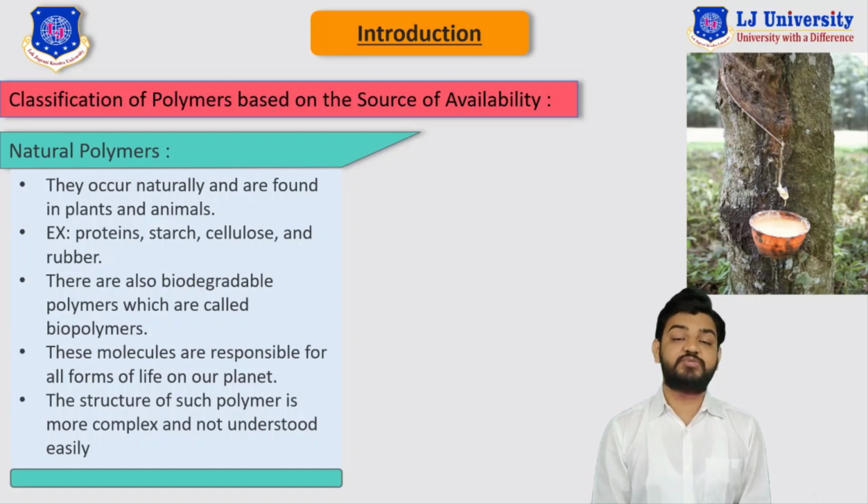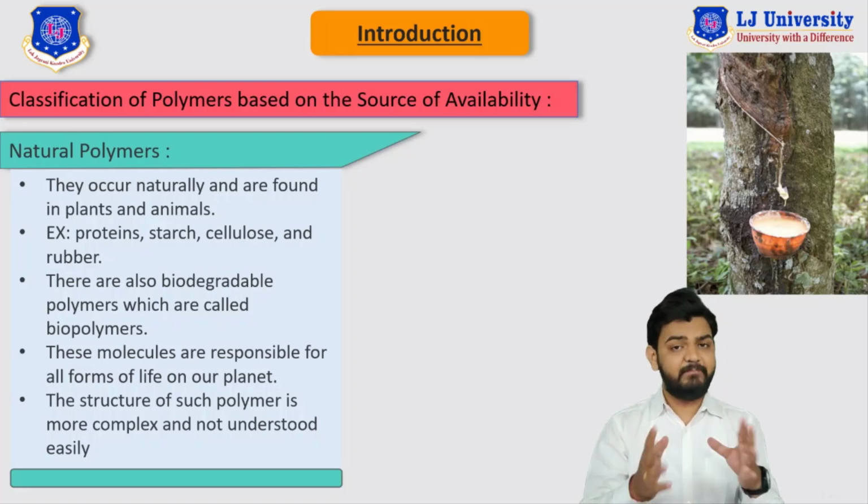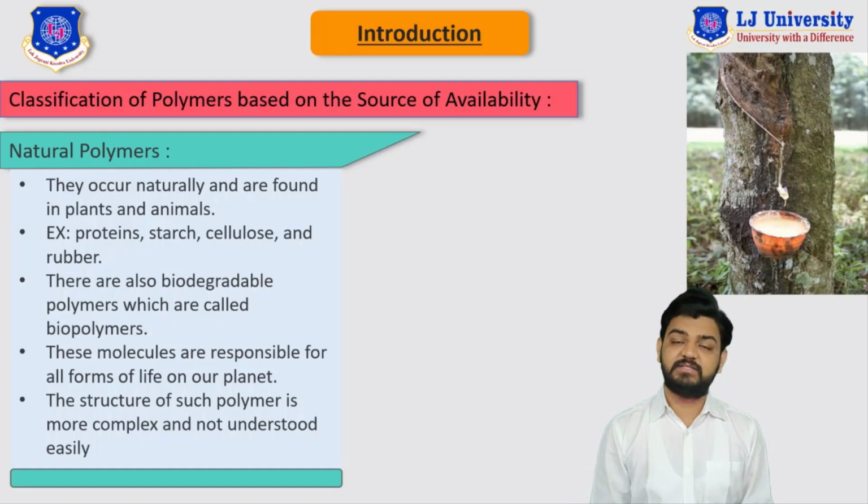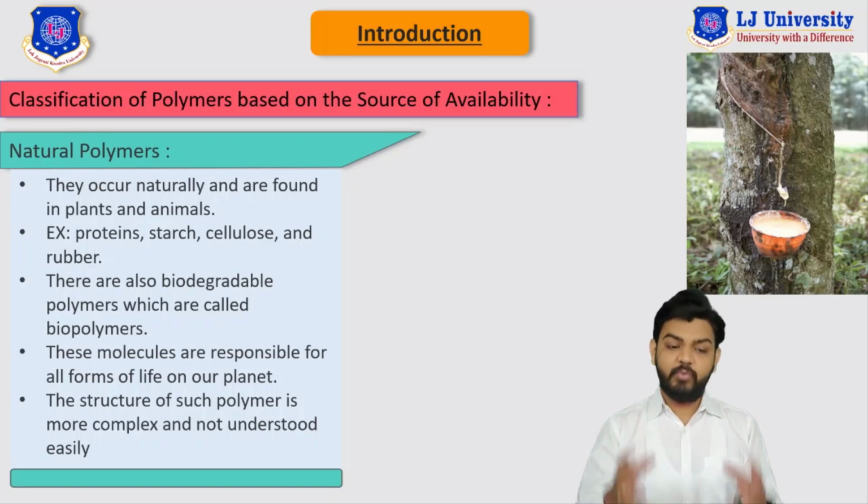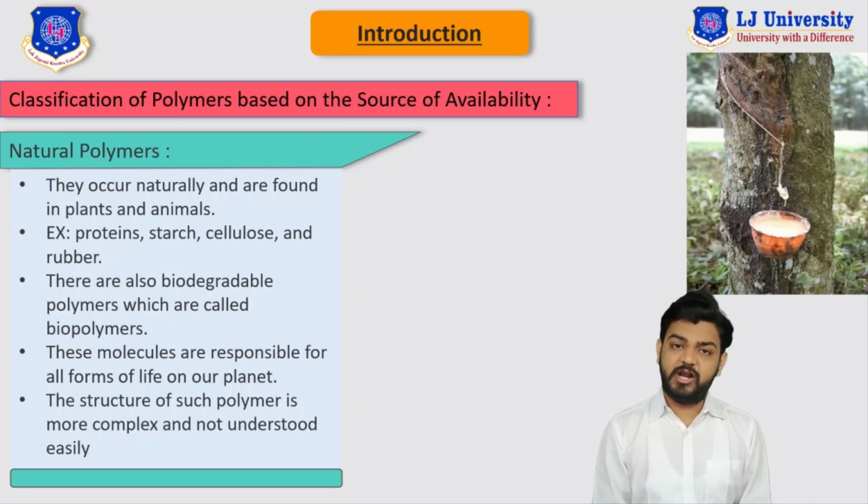These molecules are responsible for all forms of life on our planet. So we can say that natural polymers are the building blocks of life. We cannot imagine our life without polymers such as protein, DNA and starch. The structure of natural polymers is relatively more complex and not easy to understand. So this was all about natural polymers. Basically, these natural polymers are found naturally in nature, and examples are protein, starch and DNA.